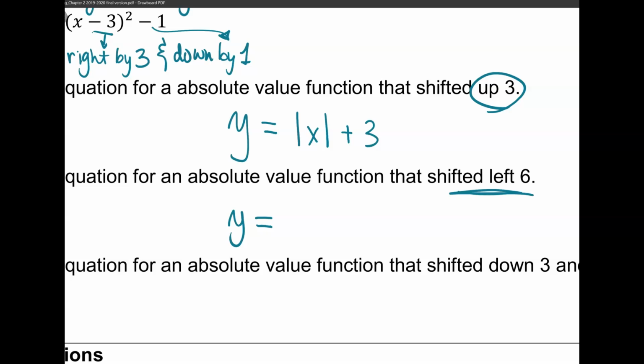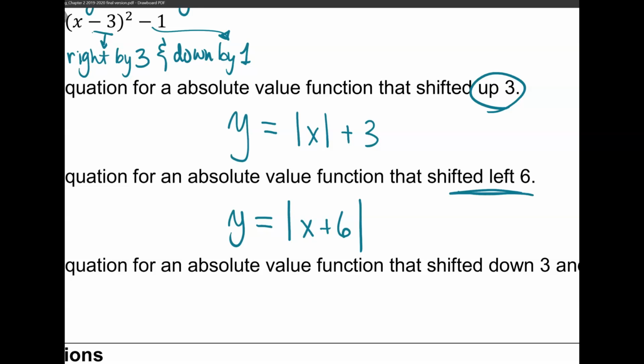So what's it going to be? y equals absolute value of x plus 6. The plus 6 is on the inside. Does it have to be absolute value? Because it says absolute value, so you have to have the absolute value symbols. And shifted left 6, exactly. So left 6, you would think it's minus 6, but it's tricky because it's horizontal, so it's always opposite what you think. So it's going to be a plus 6 on the inside.